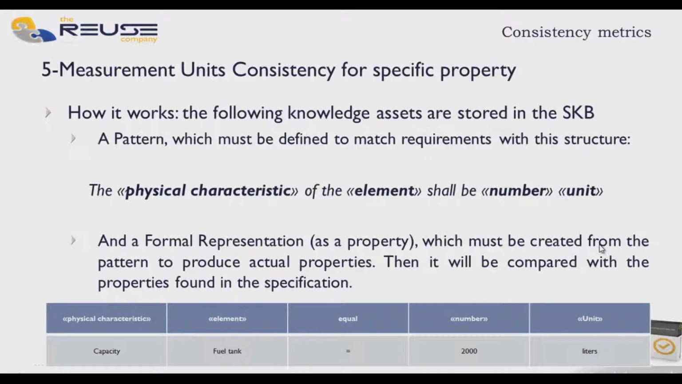The way that this metric works is having the following knowledge assets stored in the system knowledge base. First, we need a pattern which must be defined to match requirements with this structure: the physical characteristic of the element shall be number and unit. And then a formal representation as a property which must be created from the pattern to produce actual properties. This process will be done in the knowledge manager. Then it will be compared with the properties found in the specification. This last process will be done by the RQA.